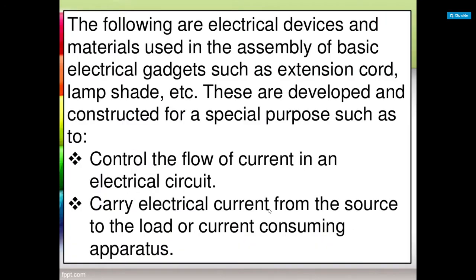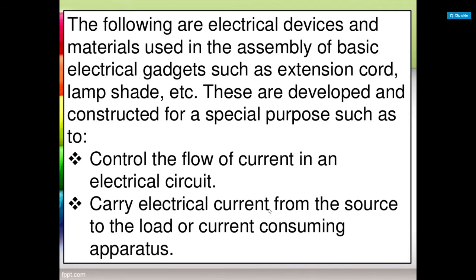Okay, so what are the purposes of the electrical supplies and materials? Here are some of the purposes. These devices and materials are used in the assembly of basic electrical gadgets such as extension cord, which is your project. It could be lampshade also, and other types of electrical systems. And these are developed and constructed for a purpose such as number one, control the flow of current in an electrical circuit.